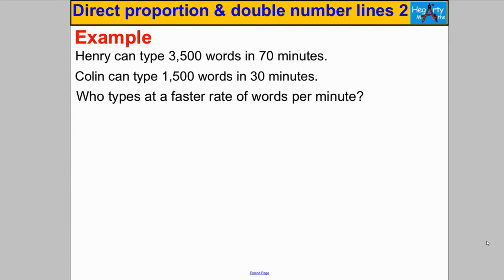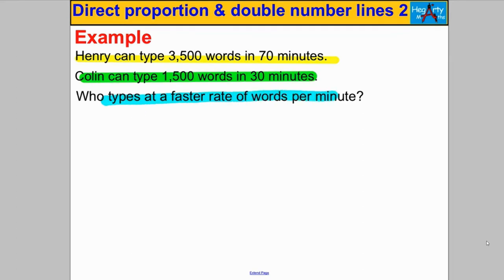Right, we've got 2 things going on here. We've got Henry going away typing, and we've got Colin going away typing, and they're asking us who types at a faster rate of words per minute. So let's work out how many words per 1 minute each of them does. So let's do this separately. Let's write Henry's stuff here. There's Henry.